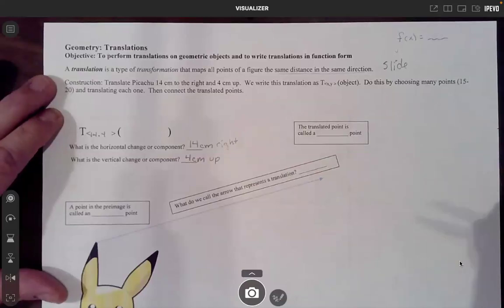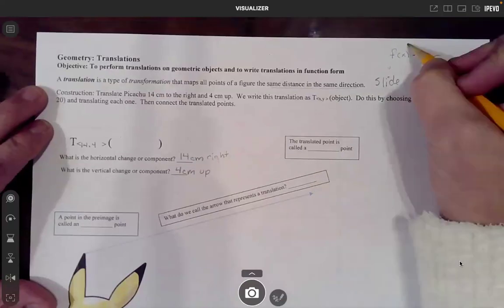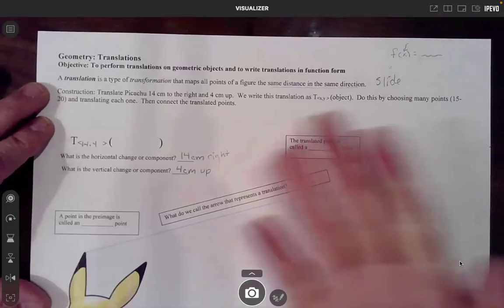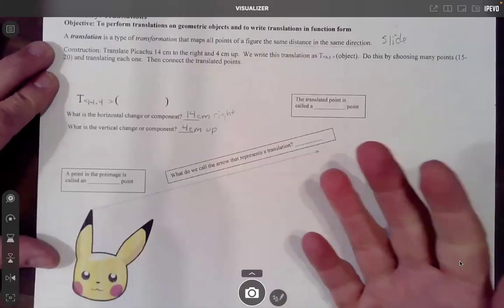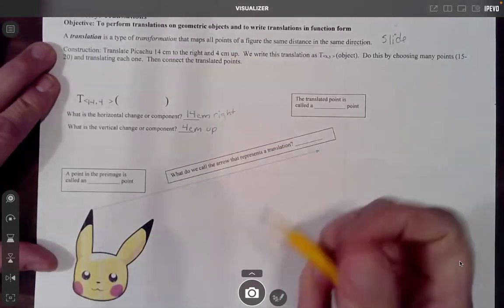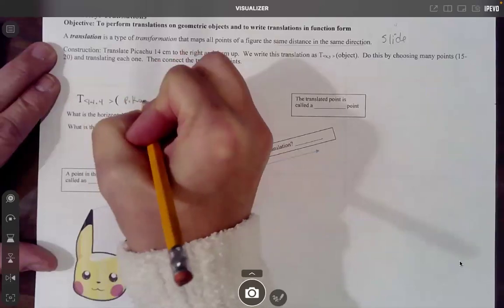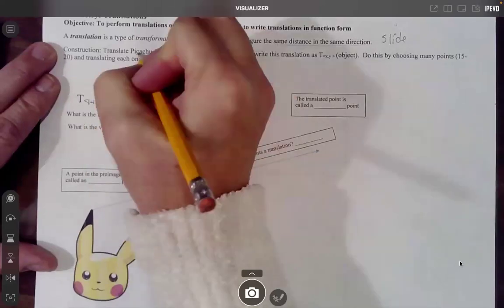Now, what are we translating? Just like in algebra, when you have f of x, x is your input. Well, here we have a geometric object. Usually we put a polygon in there, but we're going to do Pikachu. And somebody told me I spelled Pikachu wrong. It's with a K.